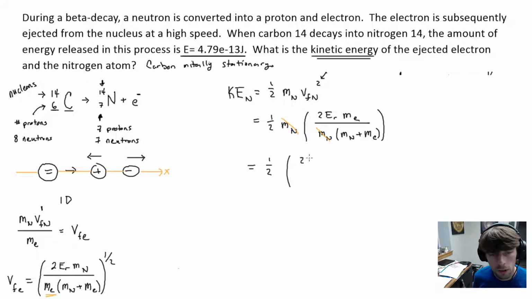I'll say 2 times 4.79. It's an ugly 4 if I've ever seen one. Times 10 to the negative 13th. There we go. 9.1 times 10 to the negative 31. Voila. Then we have 1.67 times 10 to the negative 27th plus 9.1 times 10 to the negative 31st.